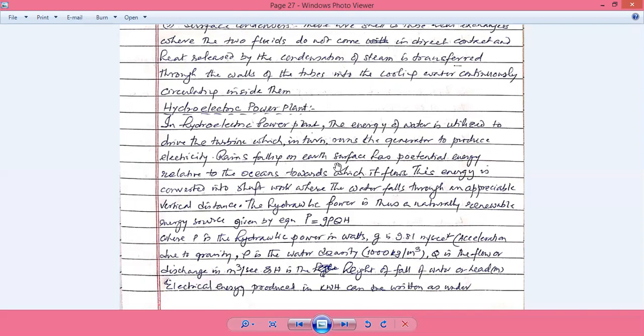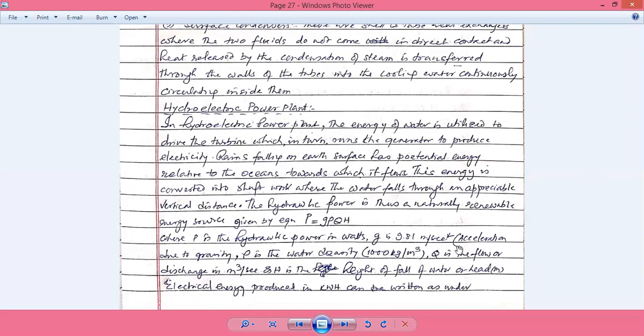So what we are doing in a hydraulic plant: there is rainwater falling on the earth and going to the ocean. The rainwater has a very high potential energy which we convert into useful work using a hydraulic turbine. So the turbine in a hydroelectric plant is used as a prime mover, which converts the high potential energy of the rain into useful work for us.